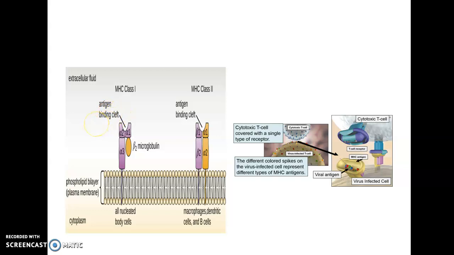Then the class 2 MHC consists of 2 alpha and 2 beta chains. They are also glycoproteins, transmembrane glycoprotein molecules with cytoplasmic tails and extracellular immunoglobulin-like domains. So it consists of 4 domains, that is alpha 1 and 2, beta 1 and 2.